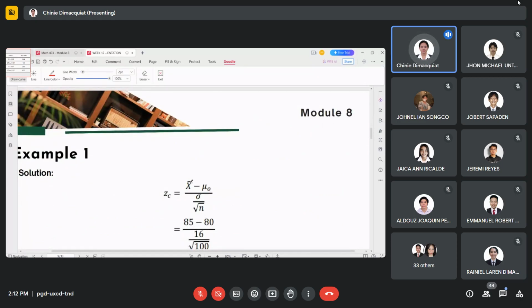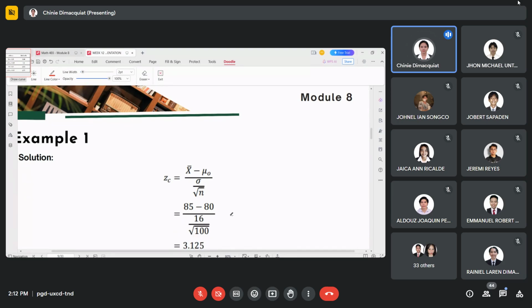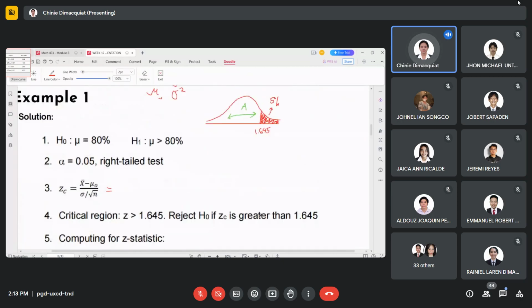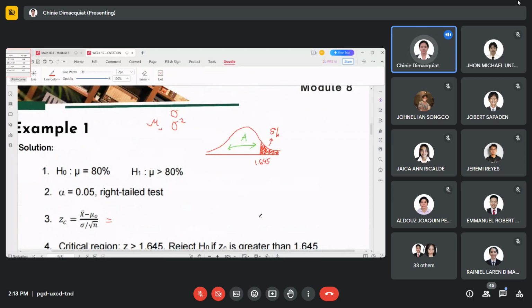So, meron tayong sample mean na 85 and population mean na 80, divided by our population standard deviation na 16, divided by square root of n, which is 100. So, simplifying this, we'll have 3.125. So, may nakuha tayong value ni z, which is 3.125, and balikan natin yung ating illustration. Saan ba natin dito makikita si 3.125?